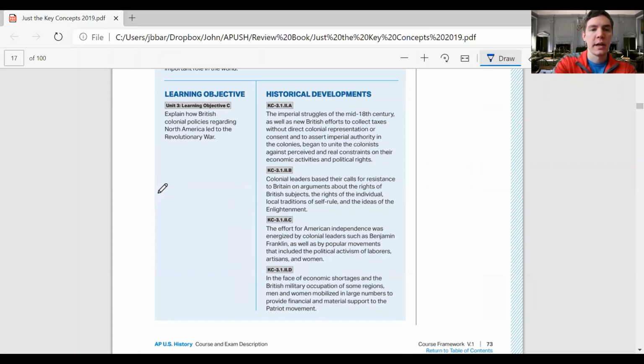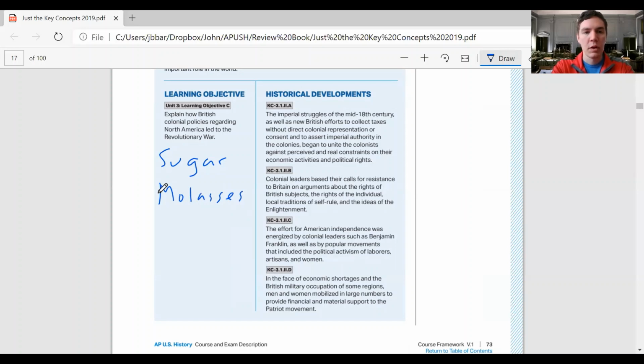To do that, they're going to pass a series of laws designed to make money. So we have things like the Sugar Act, the Molasses Act, the Stamp Act. Okay. And when they do this, it's going to unite the colonies in opposition to it.